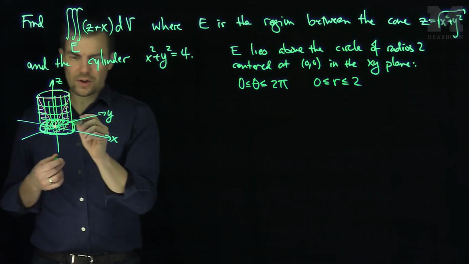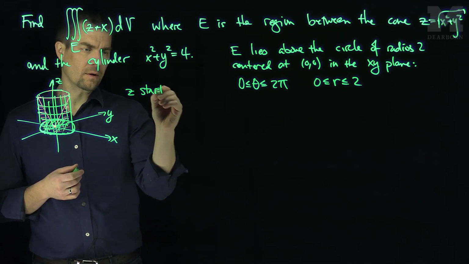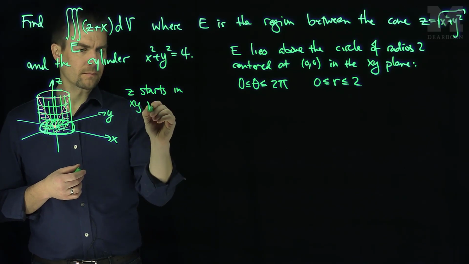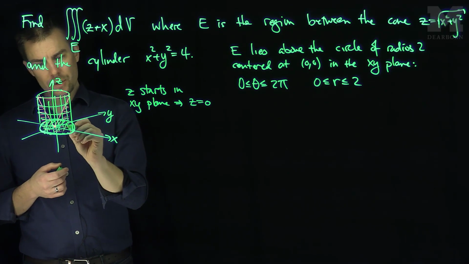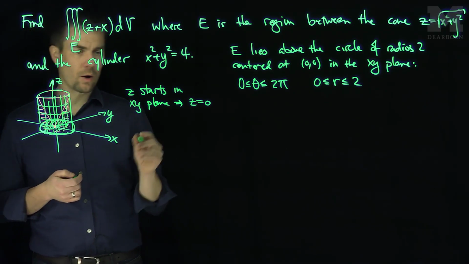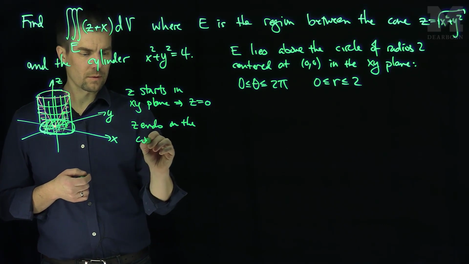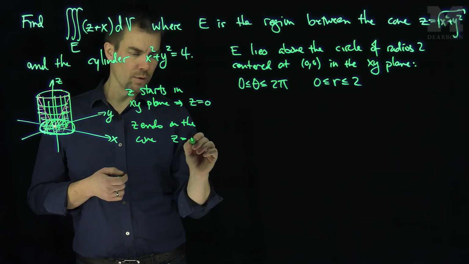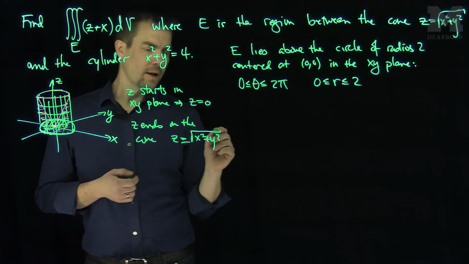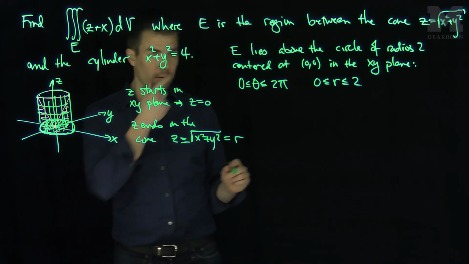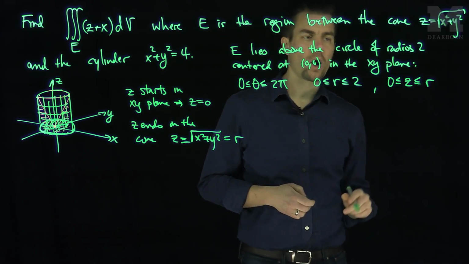Well, the z variable starts over here in the xy plane. That corresponds to z equals 0. And then z goes all the way up to what? All the way up to that cone. Z ends on the cone. So that is z equals square root of x squared plus y squared, and this is exactly equal to r. So my z goes between 0 and r.